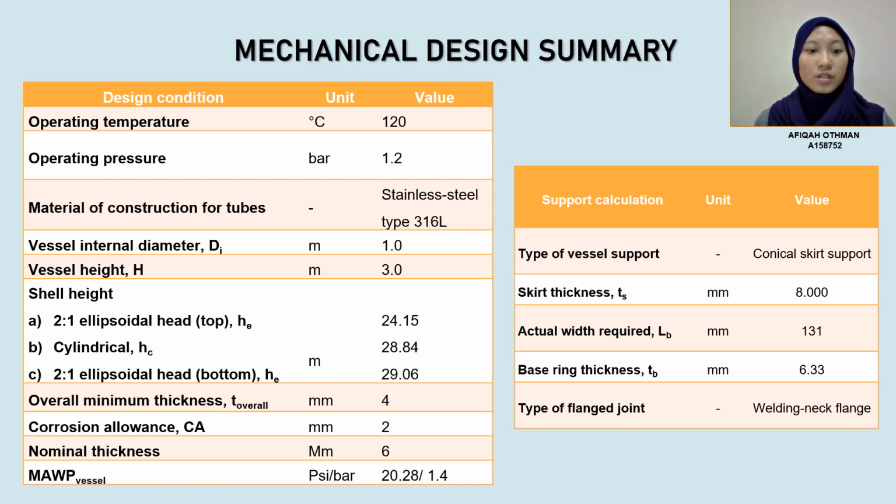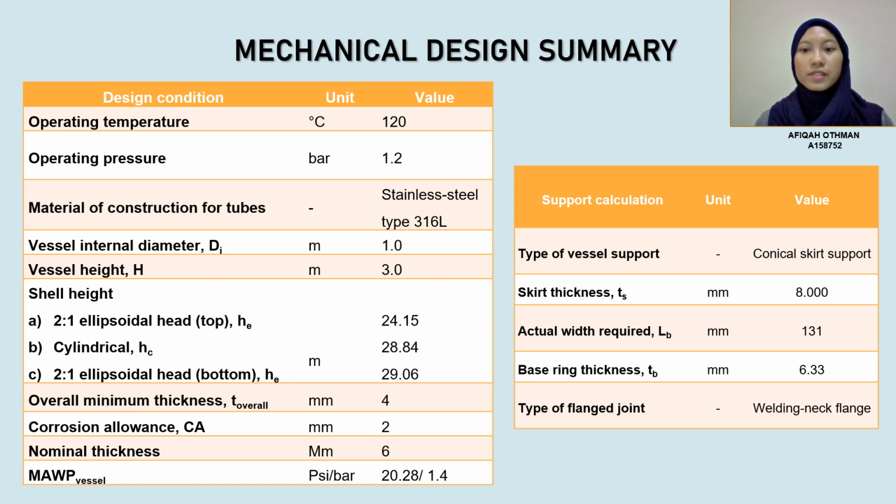So the overall minimum thickness is 4 mm. The corrosion allowance for the evaporator is 2. The nominal thickness is 6. So the MAWP of the vessel is 20.28 psi, or equal to 1.4 bar, which is higher than the operating pressure.